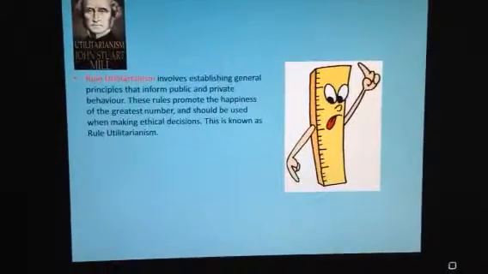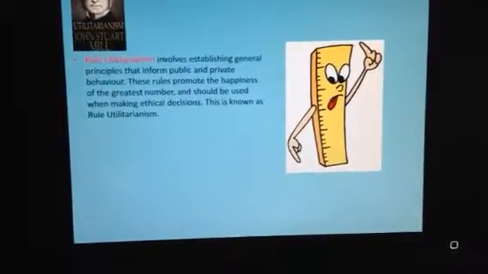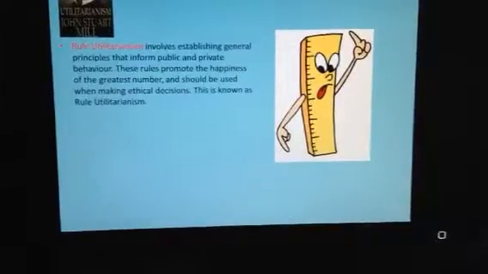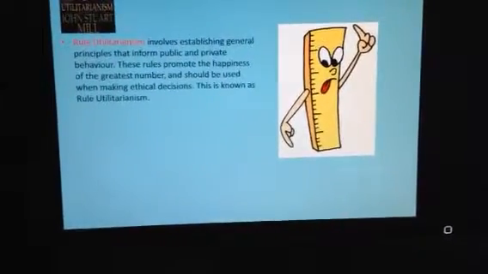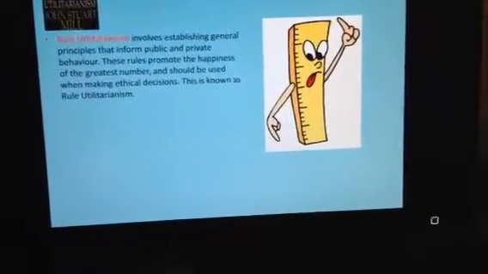Rule utilitarianism involves establishing general principles that inform public and private behaviour. These rules promote the happiness of the greatest number and should be used when making ethical decisions. This is known as rule utilitarianism.